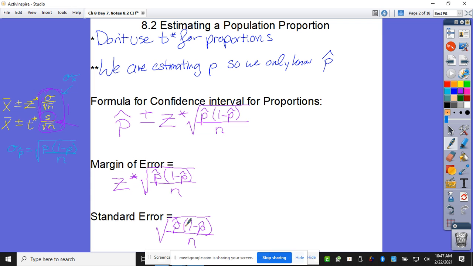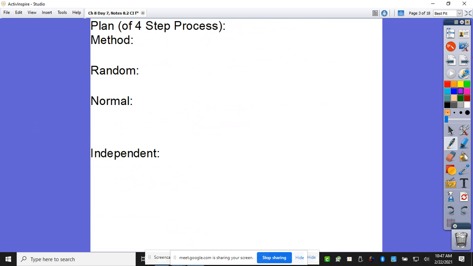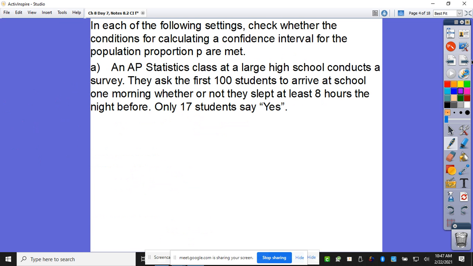All right, so this A and B problem, I'm going to go through kind of quickly. All it is saying is, check whether the conditions have been met. I'm going to have more space than you do. First condition is random.